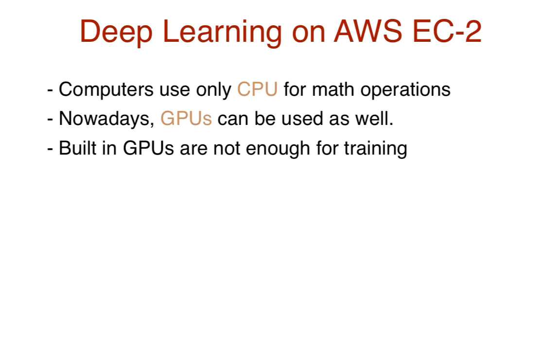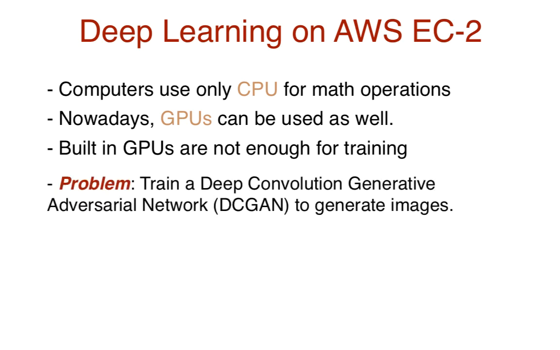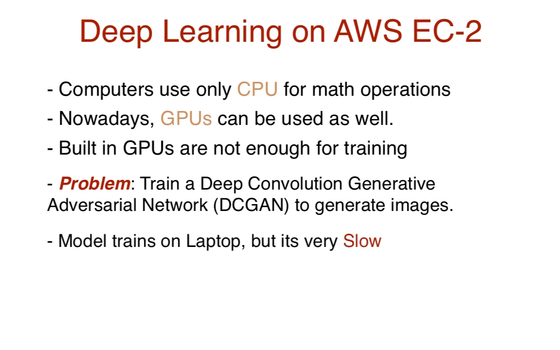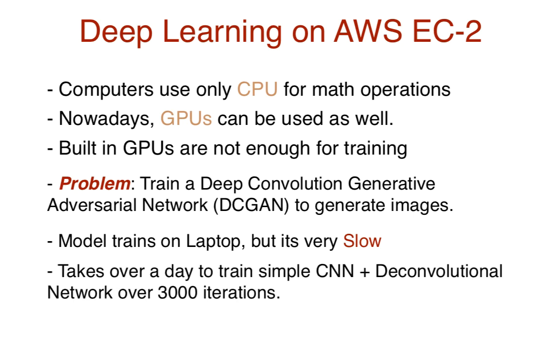I'm making this video because I ran into a problem not too long ago. I wanted to train a DCGAN to generate some digit images using the MNIST dataset. I wrote a program and it worked, but there was a problem. It was training slow. Like very, very slow. It would take a significant amount of time to train the CNN and a deconvolutional network over 3,000 iterations. Chances are, it would have taken an entire day to train this Hello World model with a GAN. Imagine the time it would have taken to train a really complicated model with a really large dataset.